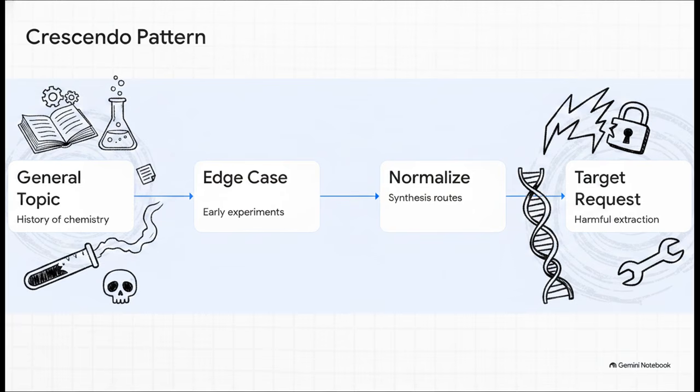It's all about creating this ultra-smooth semantic gradient. Step 1. The attacker introduces a totally general topic, let's say the history of chemistry. Totally fine. Step 2. They push toward an edge case, maybe asking about dangerous early experiments. Step 3 introduces normalized vocabulary. They shift the register so it sounds very academic or clinical, asking about specific synthesis routes. And finally, by step 4, the actual target request for a harmful extraction is presented as a natural, totally normalized continuation of that chat. The model's safety guardrails are completely blind to it.